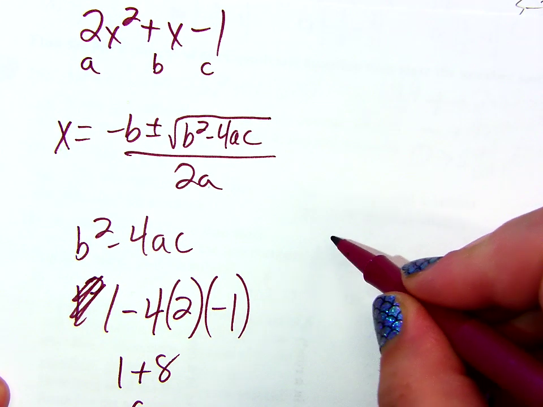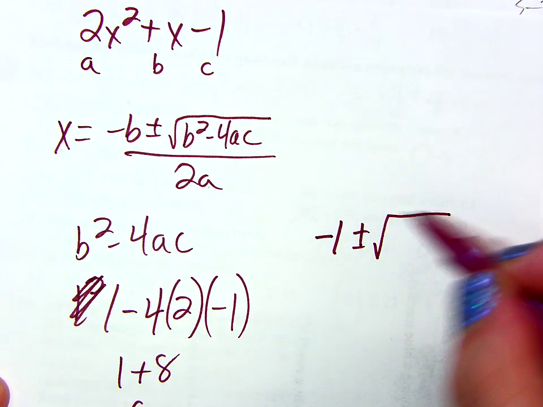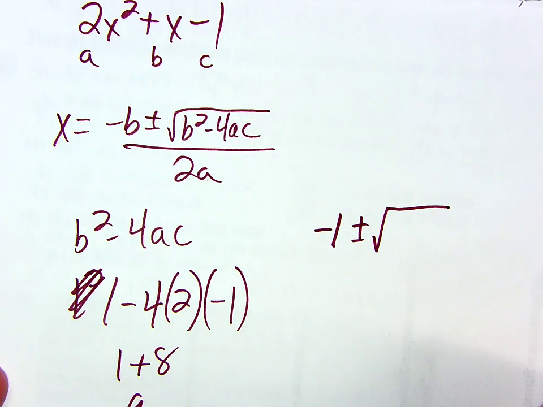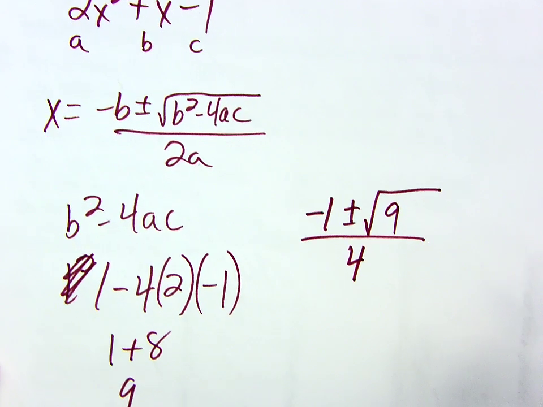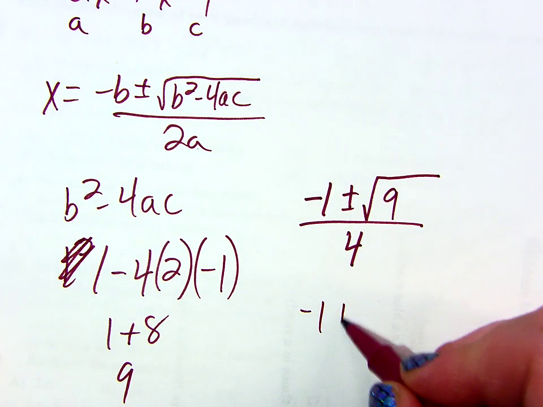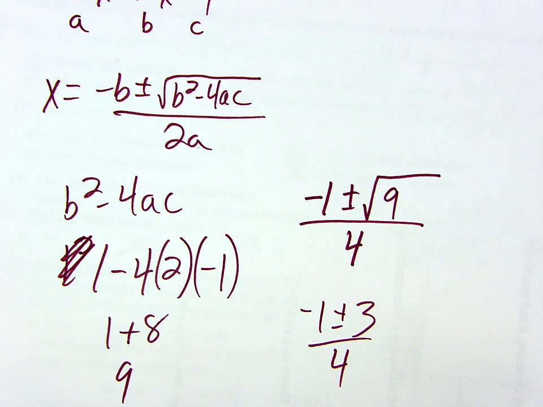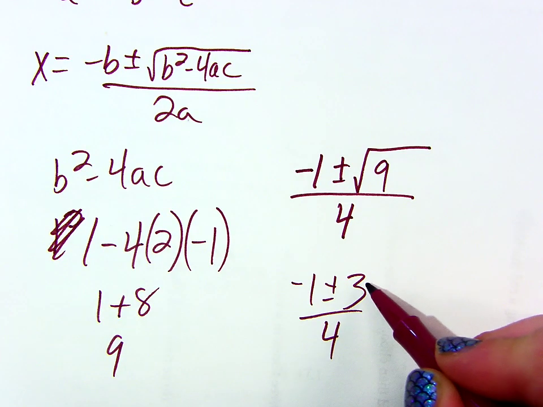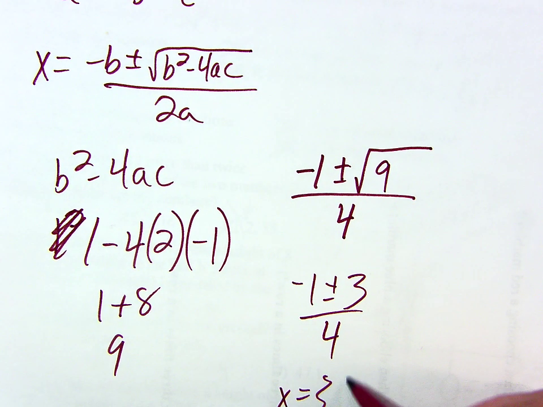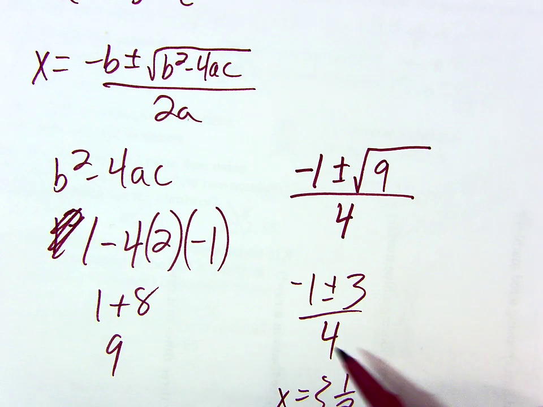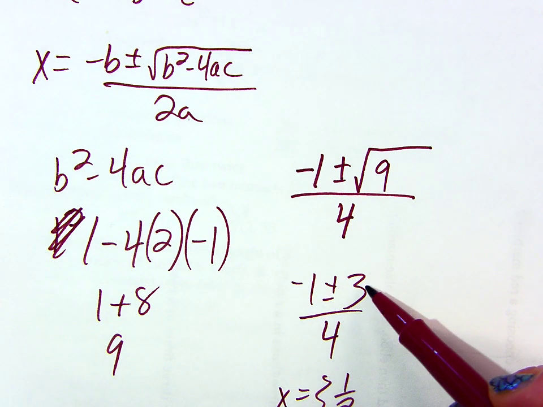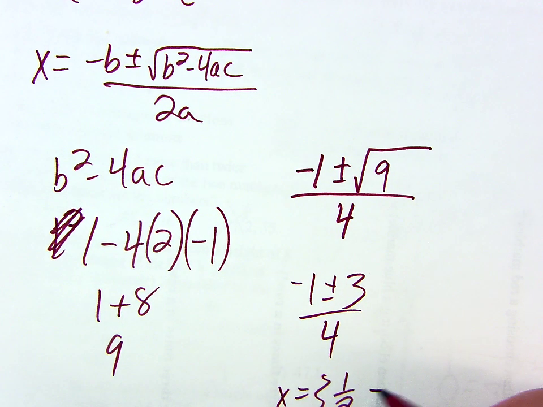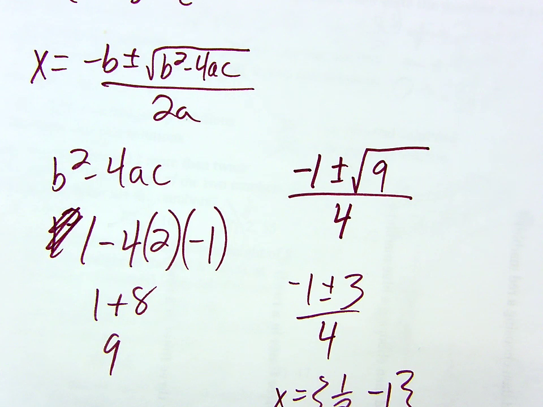So negative b would be negative 1 plus minus the square root of, I already did b squared minus 4ac, the answer was 9, all over 2 times a, which is 4. I know the square root of 9 is 3, so it's negative 1 plus minus 3 all over 4. You don't stop there, though. Negative 1 plus 3 is 2, and 2 over 4 is 1/2. Then I do negative 1 minus 3, and I get negative 4 over 4, which is negative 1. There's my 2 answers.